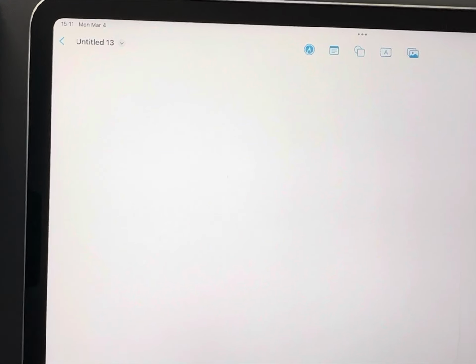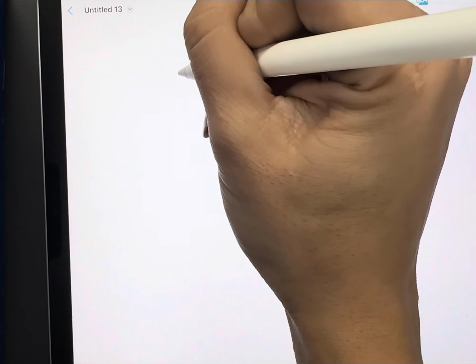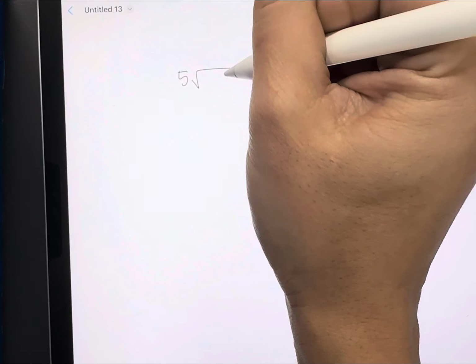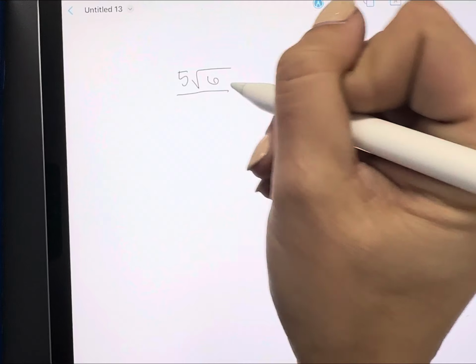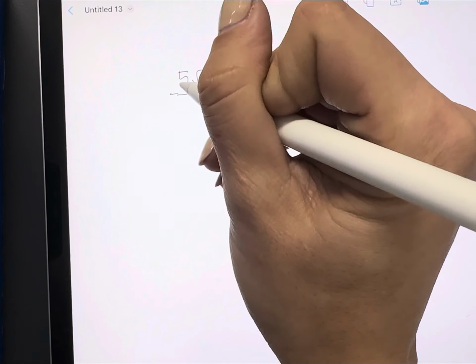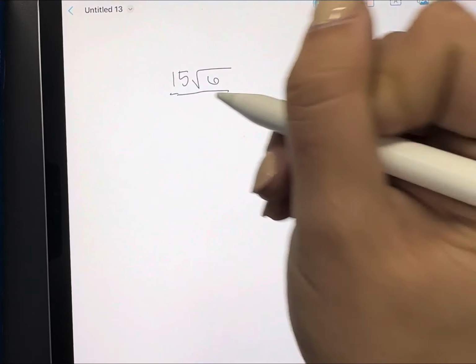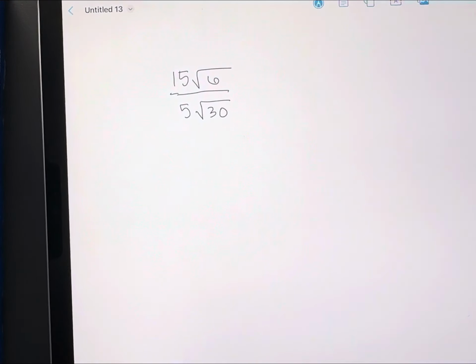Okay, guys. Now let's look at dividing with radicals and what that means. So if I have something like 5 rad 6, and let's say I'm dividing it by, let's call it 15 rad 6. Let's say I'm dividing it by 5 rad 30. So let's see what happens, okay?